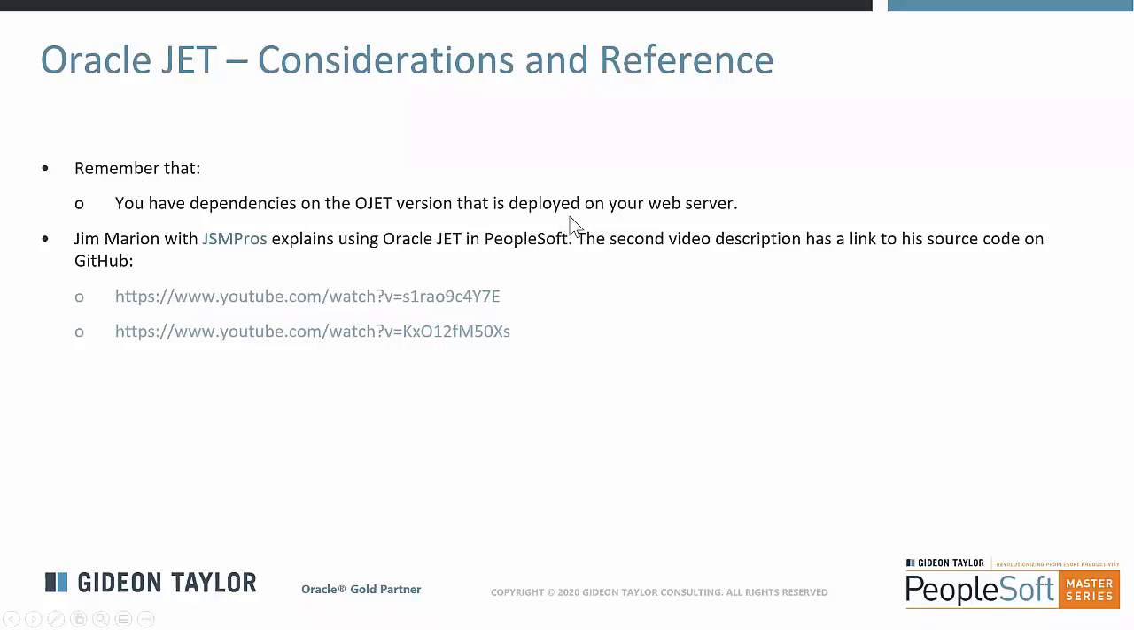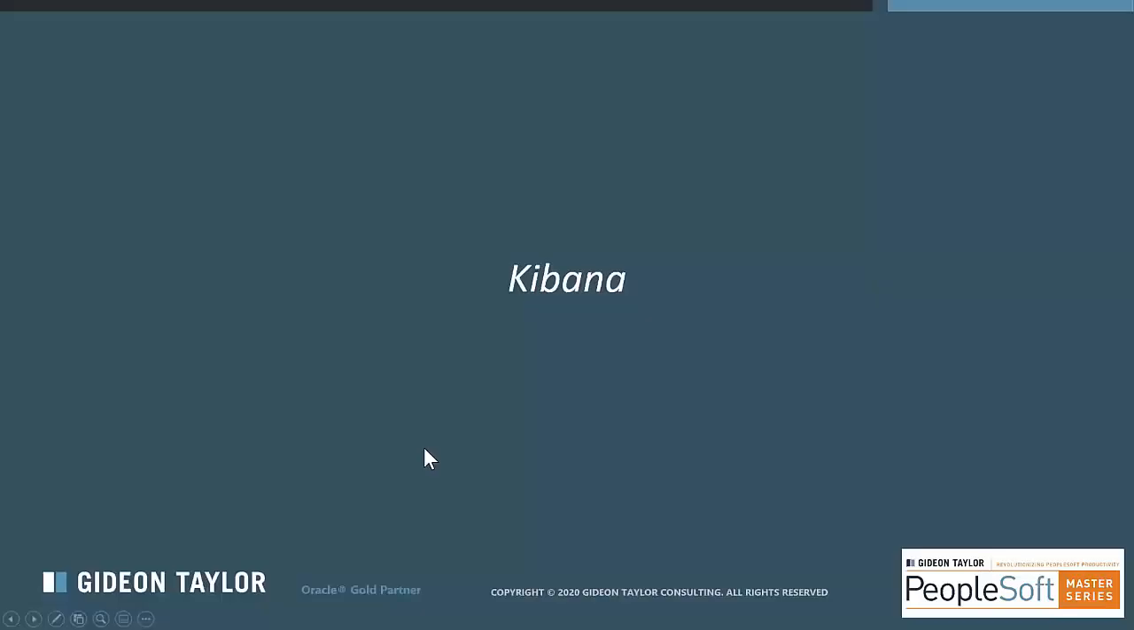Did that walkthrough. So you do want to remember with OJET that you do have dependencies on what version is deployed on your web server. The best that I can tell you in terms of how to do this is do what Jim Marion says. He's awesome. These are some links to his videos about Oracle JET, and we just used his template. He's got code out there on GitHub to walk through this timeline example, and we were able to customize that to use it for our eForms timeline rather than job data. And again, the timeline is just one of many templates that you can use with Oracle JET.